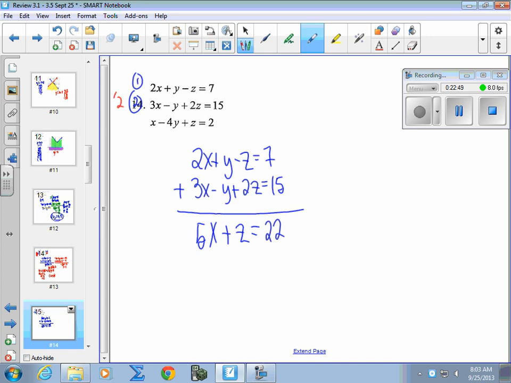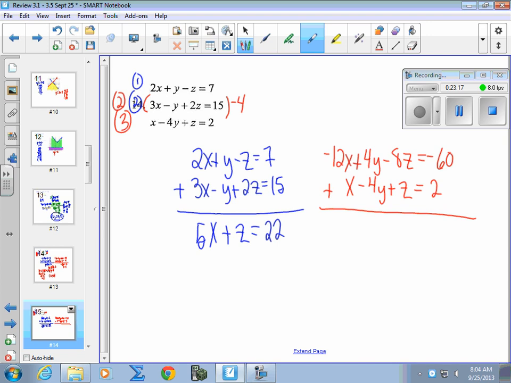So then if I take equations 2 and 3, we have to eliminate the same variable, so we have to multiply this equation by negative 4. So we get negative 12x plus 4y minus 8z is equal to negative 60. And then I have x minus 4y plus z is equal to 2. When we add these two equations together, we get negative 11x minus 7z is equal to negative 58. Is that what y'all got?